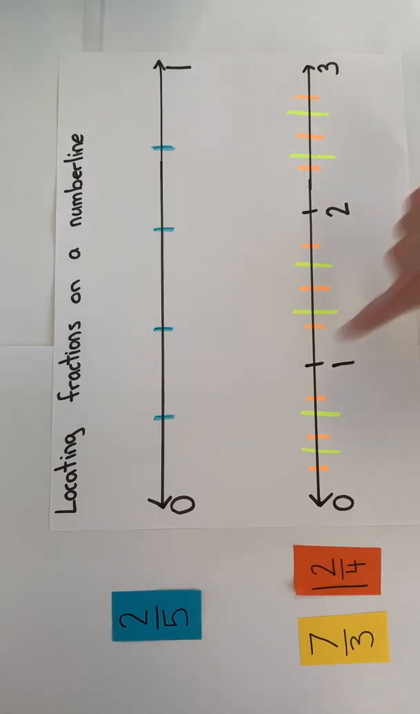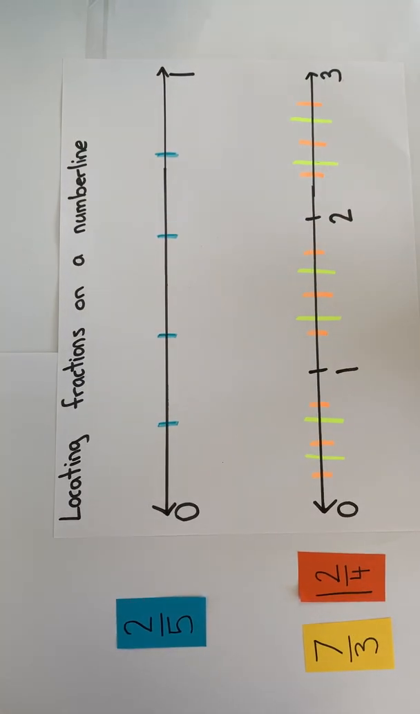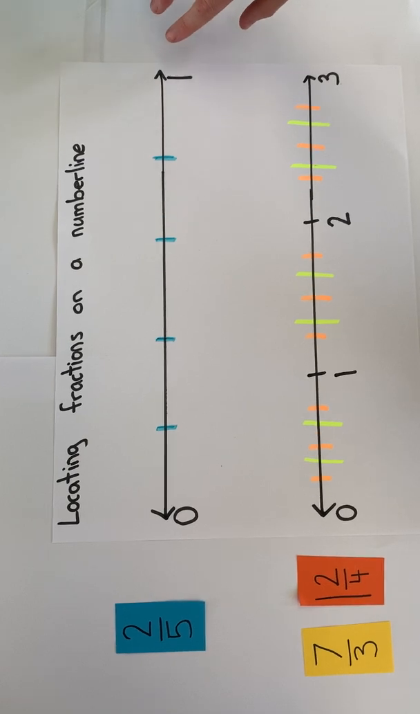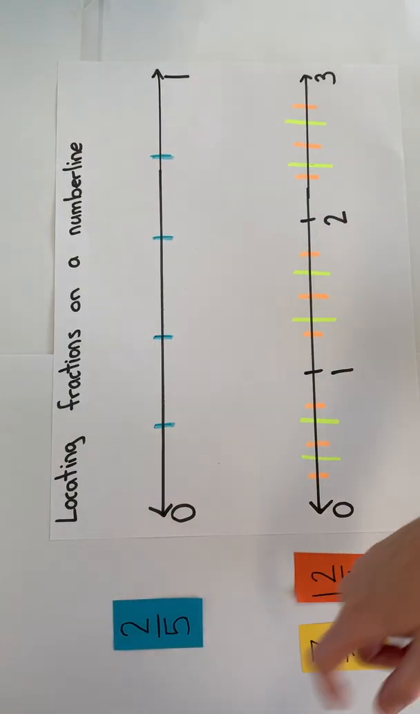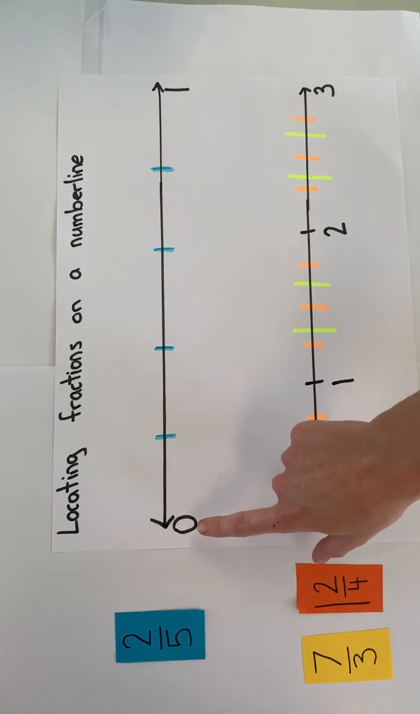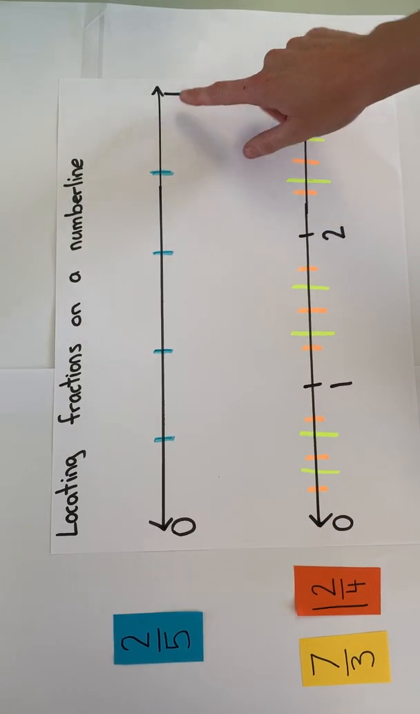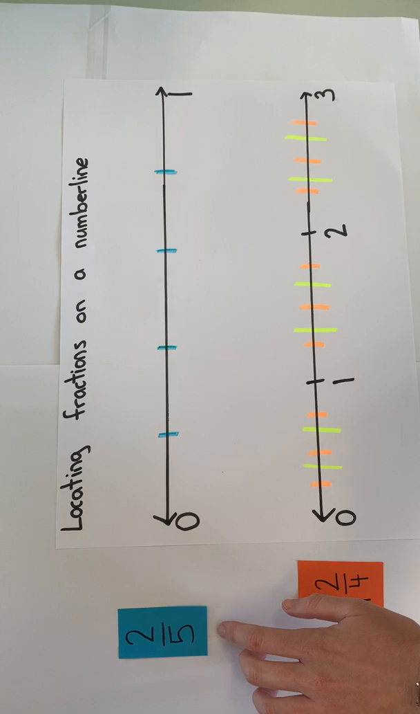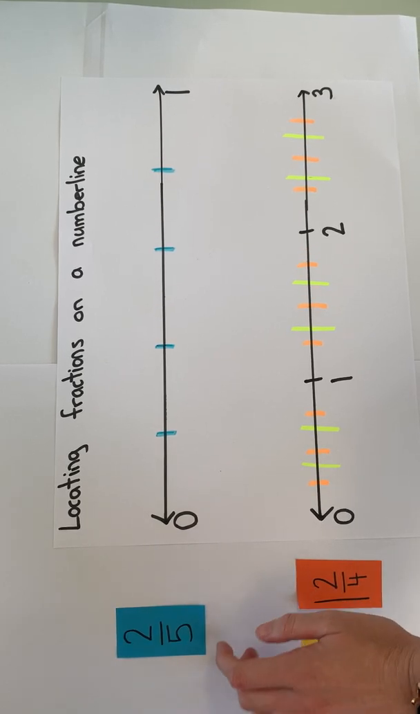Alright, so today we will be locating fractions on a number line. What we'll be doing first is locating our proper fraction on our number line. Our number line for a proper fraction is between 0 and 1, as a proper fraction is a part of a whole less than 1.